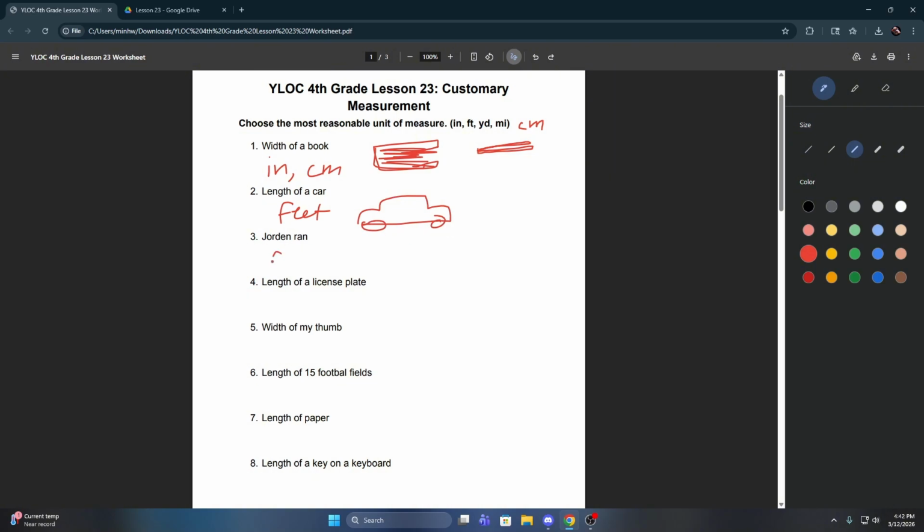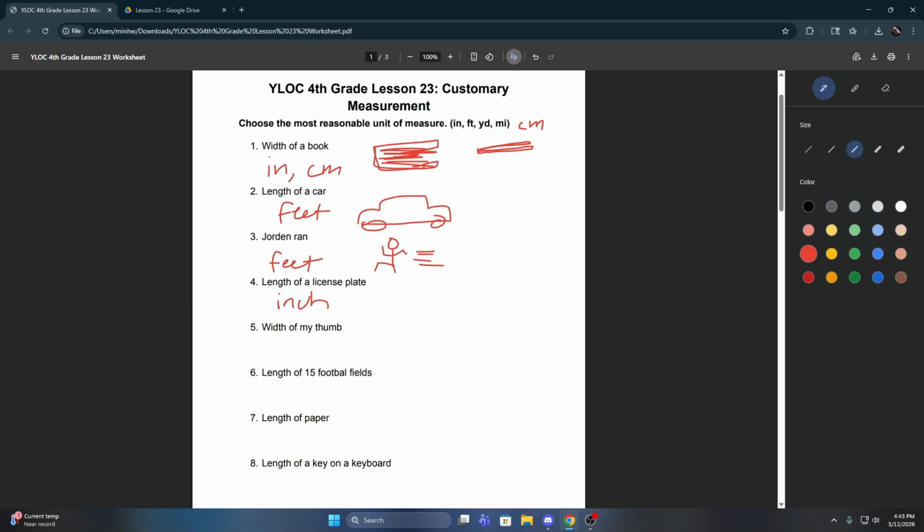Jordan ran, again, feet. If you have someone running, let's say they're in a hurry this way, you definitely want to measure in feet, maybe even yards if they travel for a long time, but in this case, feet. The length of a license plate, you also want to use, sorry, not feet, inches here in this case, right? A license plate is roughly somewhere around 8 inches long.